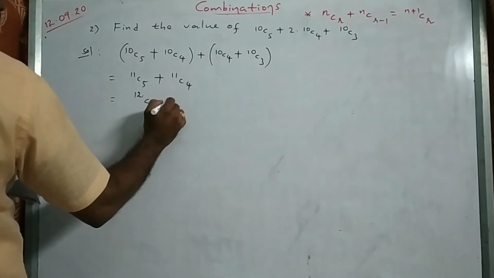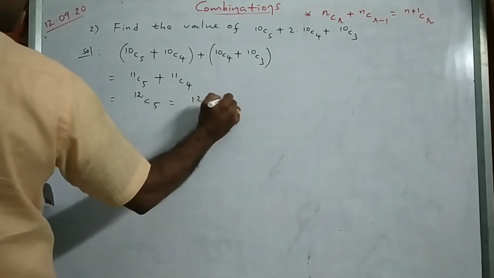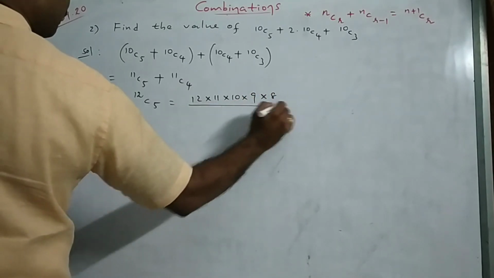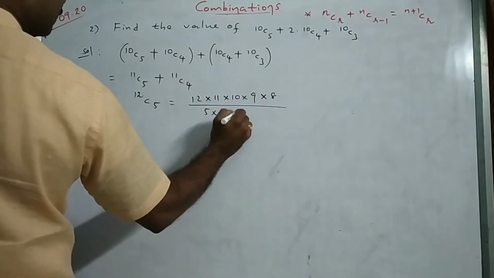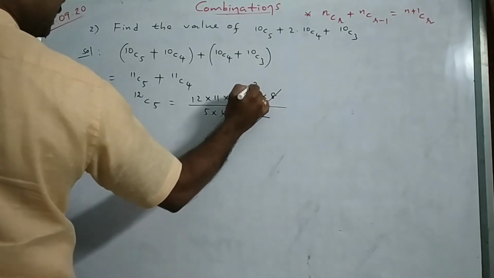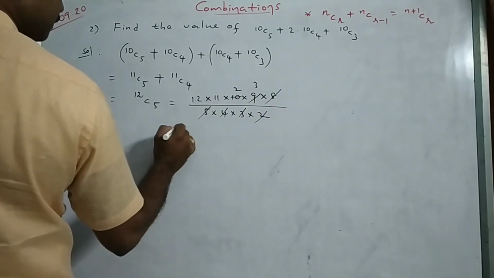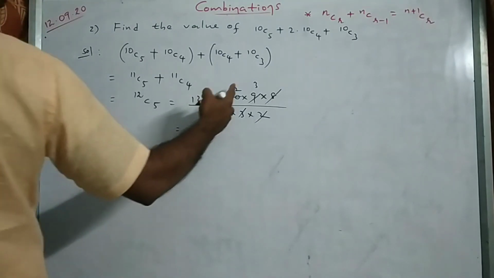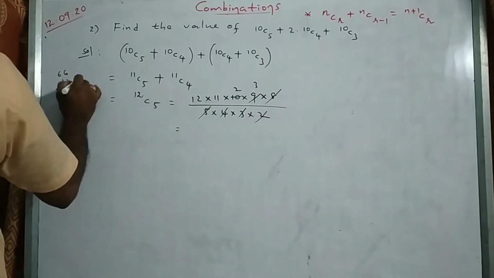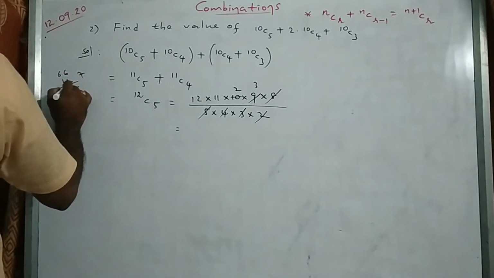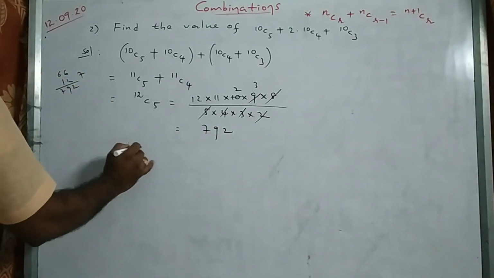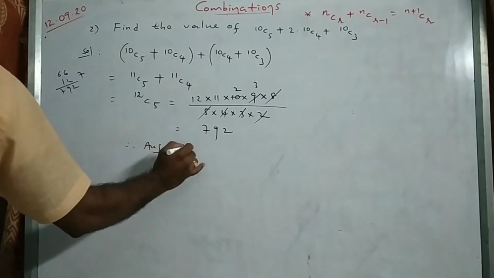12C5 means how much? 12 into 11 into 10 into 9 into 8 upon 5, 4, 3, 2. 4 2s 8, 3 3s 9, 5 2s 10. So 3 2s are 6, 11 6s are 66, 66 12s are 792. So answer is 792. Clear?